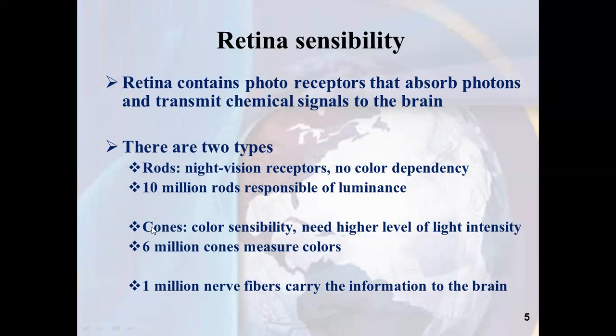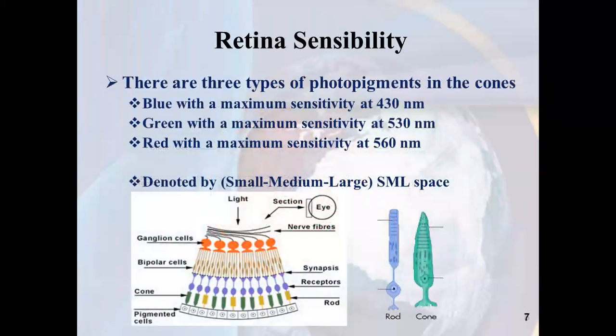Now, we don't have one type of cones. We have 3 types of cones. One is blue, that has maximum sensitivity at 430 nanometers. Green has maximum sensitivity at 530 nanometers, and red with maximum sensitivity at 560 nanometers.